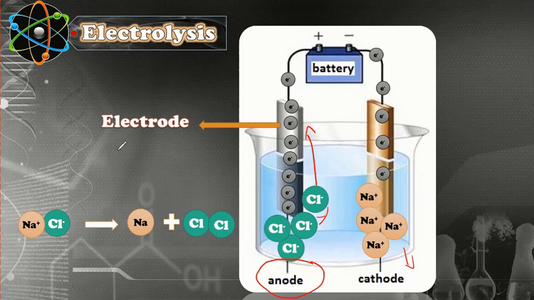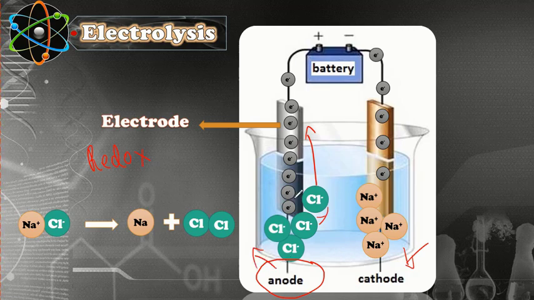So when we write half redox equations, which one will be at the cathode and which one will be at the anode? At the anode will be chlorine, Cl. It lost electrons. And now, which one will be at the cathode? At the cathode, we will have sodium. Sodium will gain electrons, so reduction. And this is oxidation. And this happens at the cathode, and this happens at the anode.